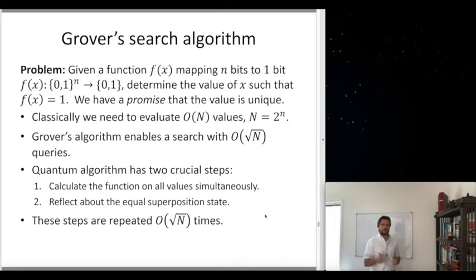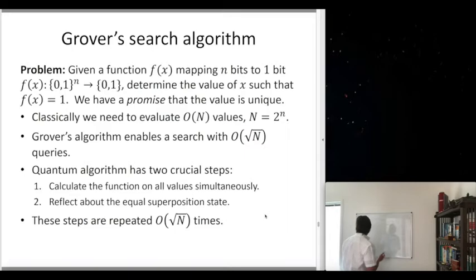And this quantum algorithm itself has two crucial steps. It calculates the function on all these values simultaneously. So let's call this function u of omega. And the second one is reflection about the equal superposition state. So we will do a reflection. You remember the reflection operators that we talked about. And this is the second step. So, and this is an iterative algorithm. So we repeat this O of square root of n times.